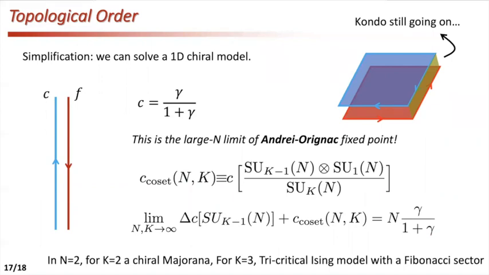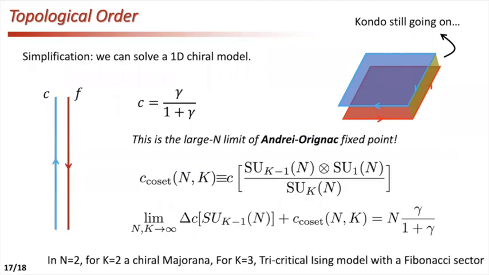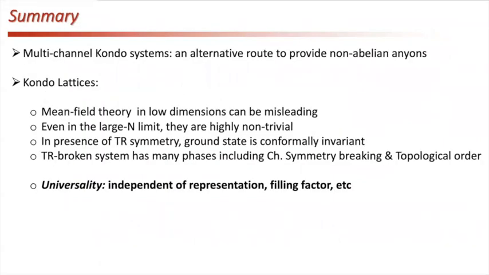Okay, so back to this phase, we have dynamical mass generation in phase 1, channel symmetry breaking in phase 1a, and we have a topological order in phase 2. I have used the edge modes to argue for topological order, but this is just a convenience. Of course, the same thing is happening in the bulk of the system. So let me summarize. I think the main take-home message is that multichannel Kondo lattices provide a route toward the realization of non-abelian anyons. But there are some secondary messages.